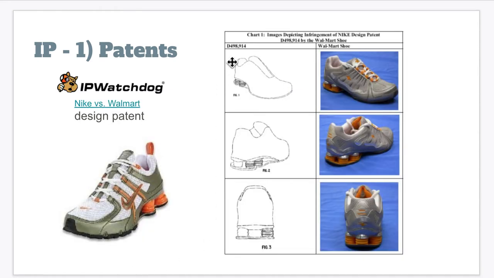So there can be patents on particular designs. Here's Walmart versus Nike. Here is a patent, from this intellectual property watchdog, showing the difference between the two designs, the Walmart shoe versus the Nike shoe. They were checking the patents to see which one worked and which one didn't, or how Walmart copied Nike in that particular patent. Again, it's issued by that government office about the invention.